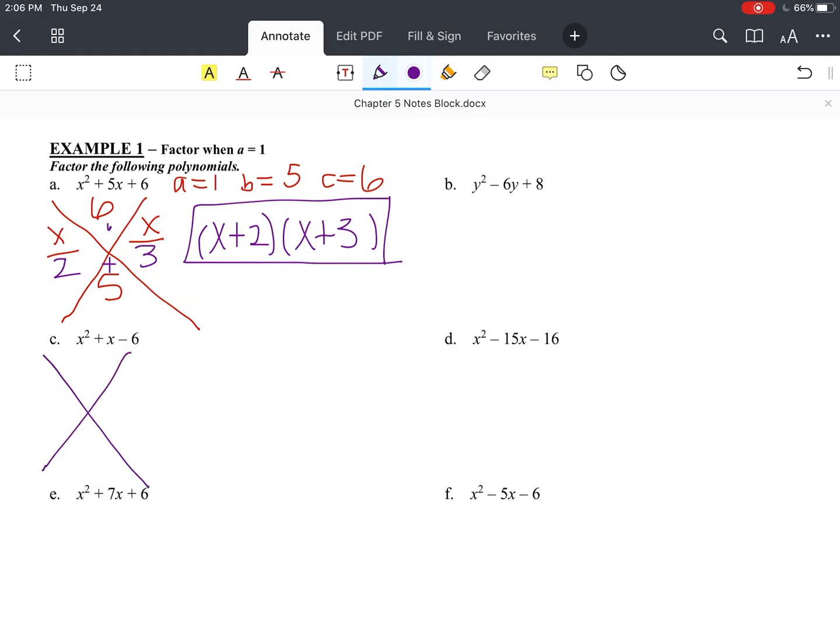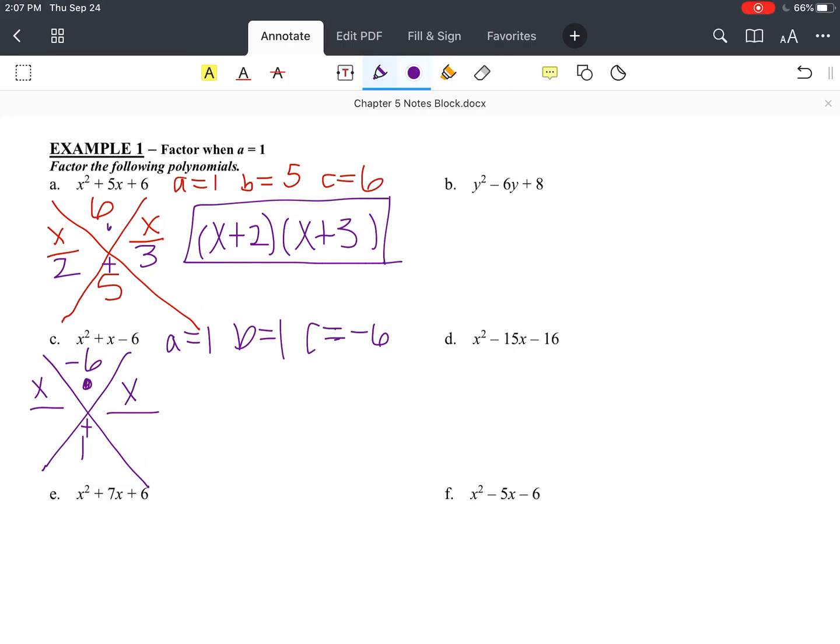Let's do letter C. So I'm going to draw my x. My a is still 1. My b, there's no coefficient in front of x, so it will be 1. And my c is negative 6. In the top of my fraction is going to be a times c. 1 times negative 6 is negative 6. On the bottom is my b, which is 1. I'm going to write ax on top, which is just 1x or x. I'm going to find two numbers that multiply to negative 6 that add to 1.